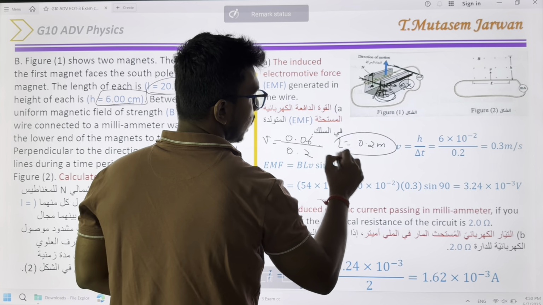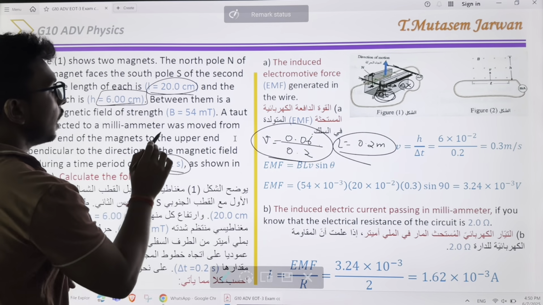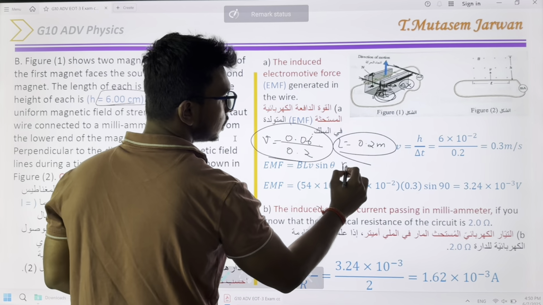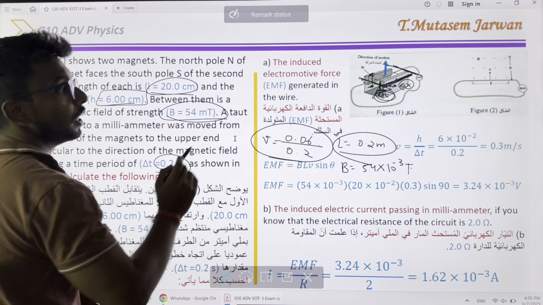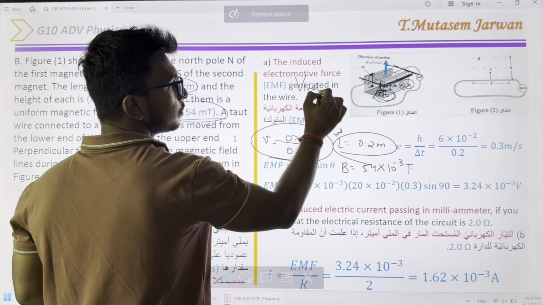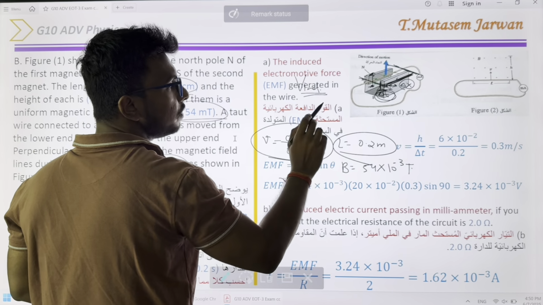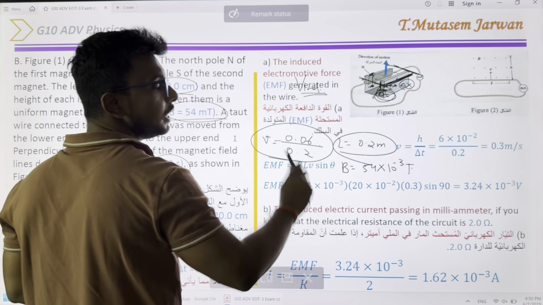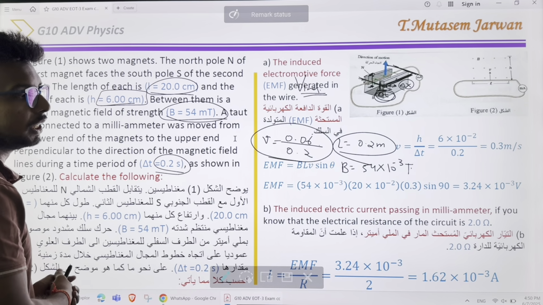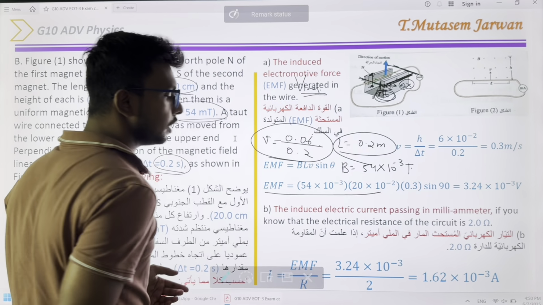0.2 meters. I have the length, I have the velocity, I also have the magnetic field, which is 54 millitesla times 10 power minus 3. What do I have to find out? The induced electromotive force. That means V induced. V induced is BLV sine theta, and the angle between the magnetic field and the wire is 90 degrees and the velocity is 90 degrees. So just put in the values, you will get the result.